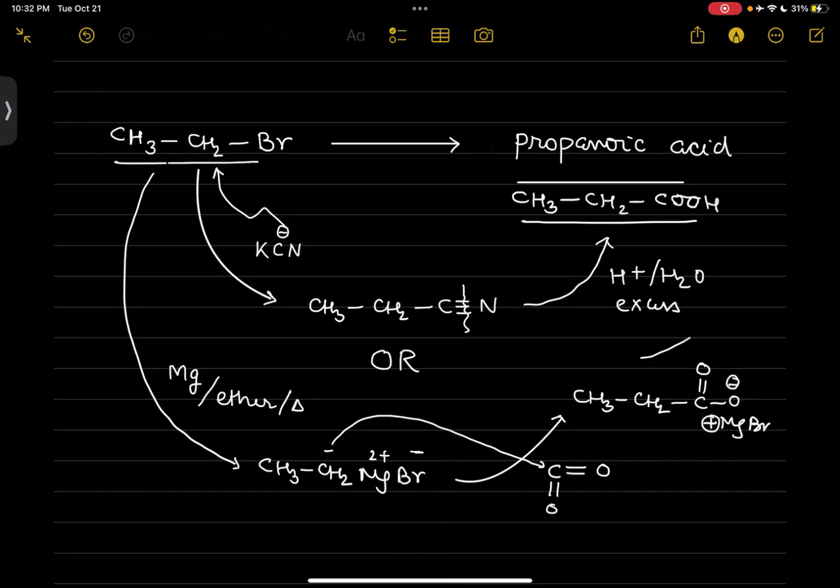Now you can put water. Water will make the COO minus into COOH. So this is a very, very important reaction. The mechanism is a nucleophilic addition reaction. You can use any one of them: either go through KCN or use Grignard. Getting my point or not?